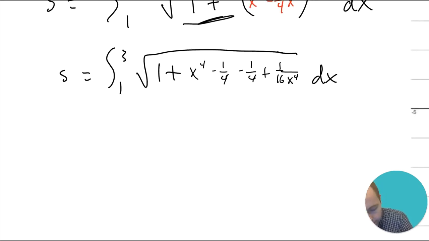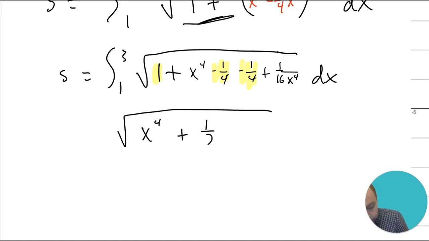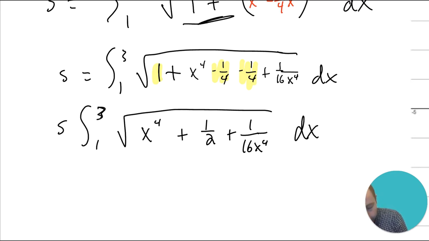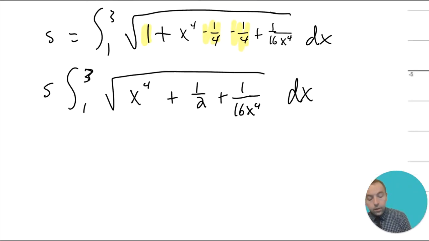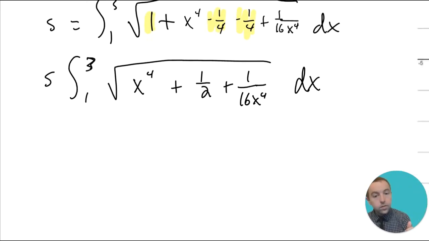Okay, so then the constants of 1 and negative 1/4 and negative 1/4 you can add together, which would become positive 1/2. So the square root of x to the 4th plus 1/2 plus 1 over 16x to the 4th down there. Okay, so it's a little complicated of an integral because you've got funky stuff underneath that square root. So picking u as that, your du would be really complicated, but you don't have your du anywhere in the integral.